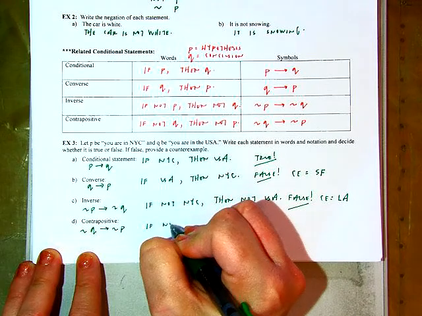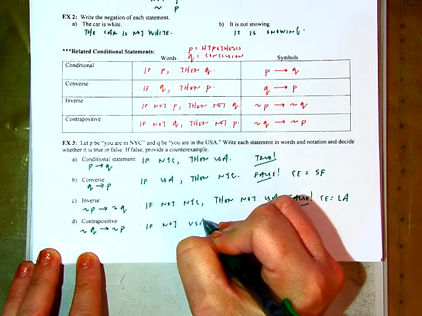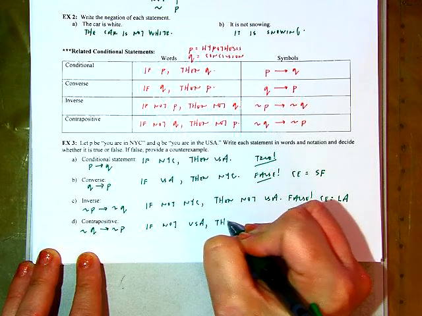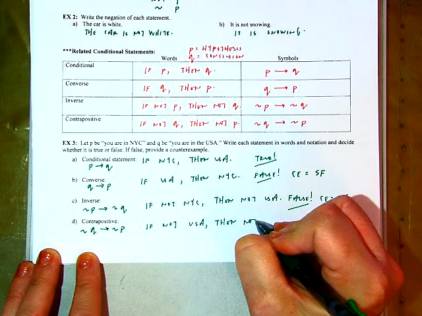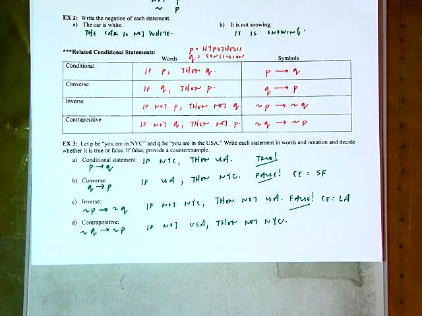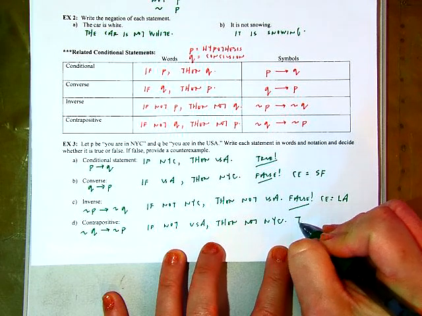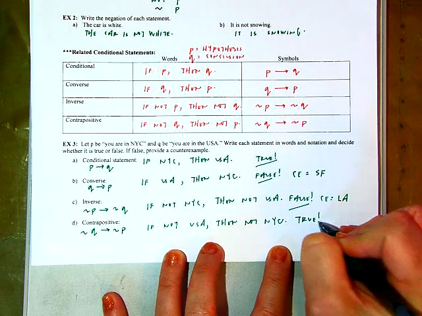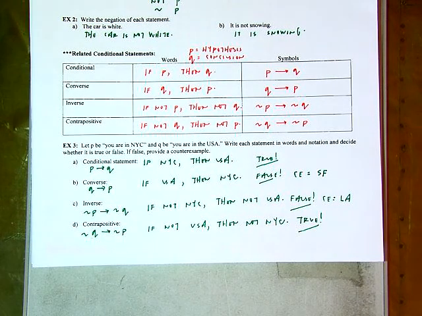So if you are not in the USA, then you are not in New York City. Okay, so if I'm not in the USA, is it possible to still be in New York City? Well, no, right? I can't be in New York City either. So this is a true statement. So if it's true, then I don't have to provide a counterexample to show why it's false. I can't come up with a counterexample.